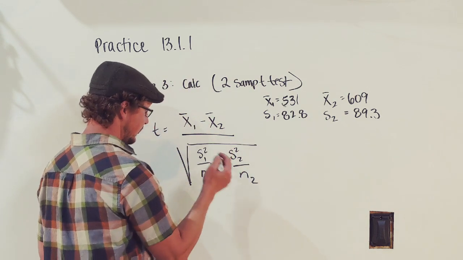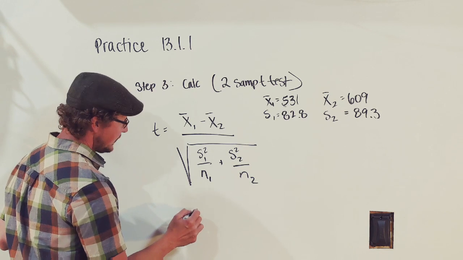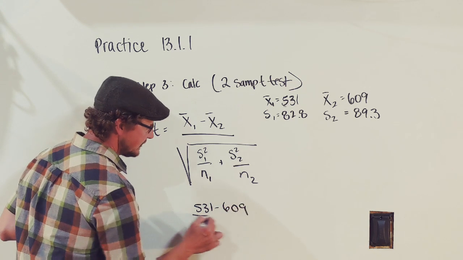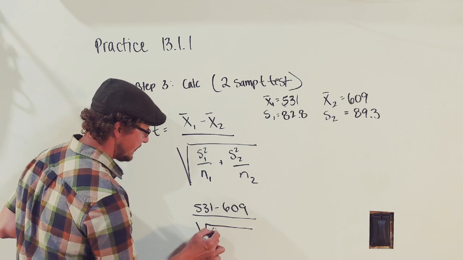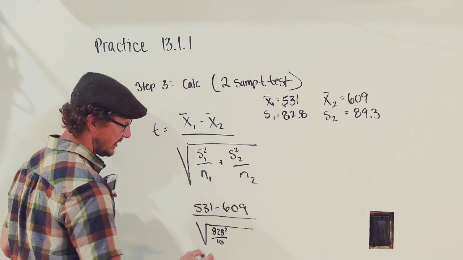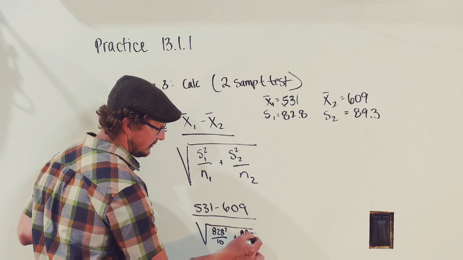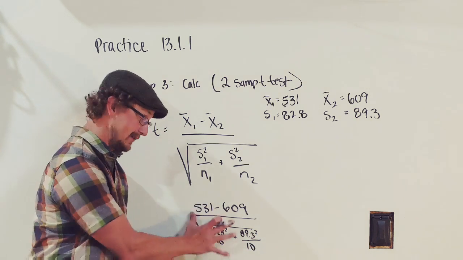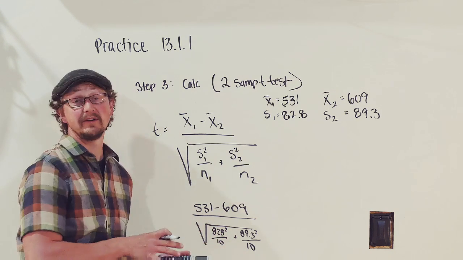So if I just were to put the numbers in, it would look like this. T equals 531 minus 609 divided by the square root of 82.8 squared over 10, that's my sample size, plus 89.3 squared over 10, again, my other sample size. Now, I'm not going to do that in my calculator in the sense that I'm punching in the numbers and going to drop that in.